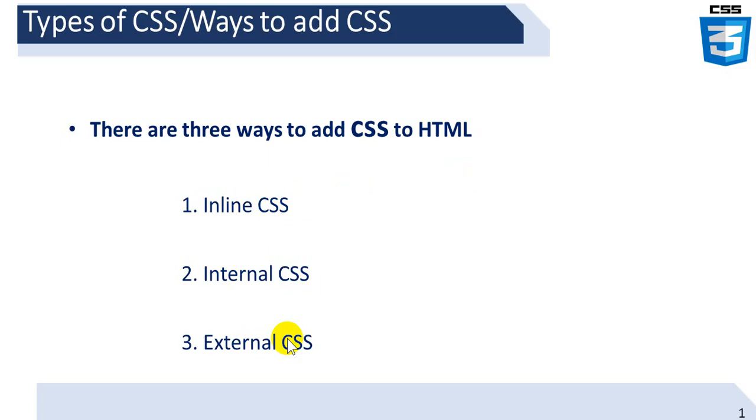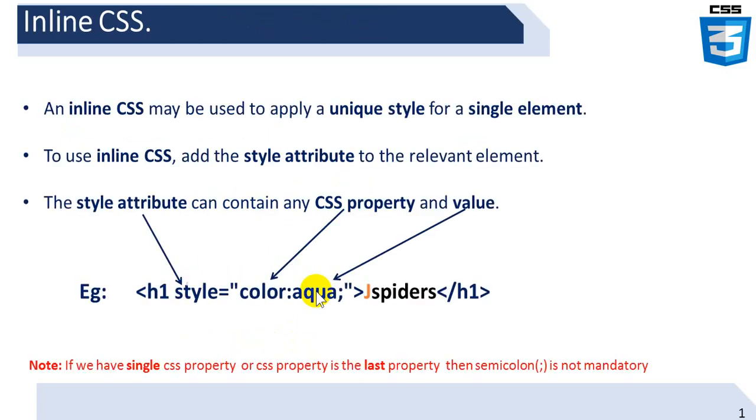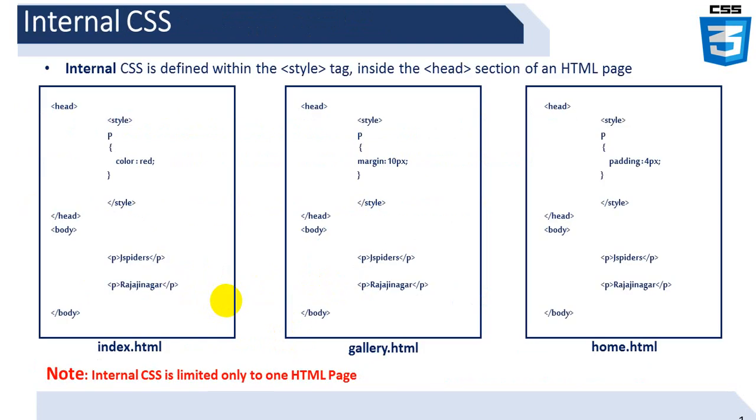I have explained clearly what inline CSS is. It is limited only to an HTML tag and we use the style attribute. It will not affect any other tag with the same name. Similarly, internal CSS means it is limited only to one HTML document. We add this with the help of the style tag.